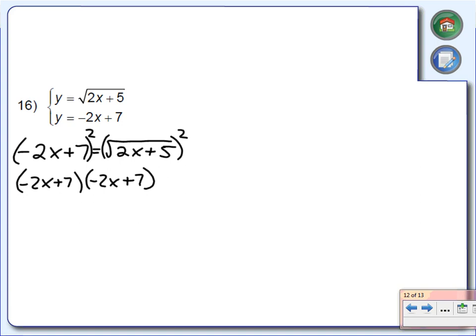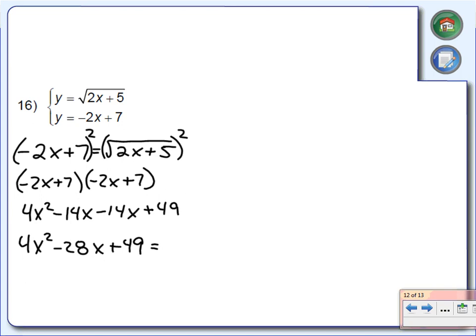So here we go with FOIL. Negative 2x times negative 2x gives us a positive 4x squared. Negative 2x times 7 gives us a negative 14x. 7 times negative 2x is negative 14x. And 7 times 7 is 49. Go ahead and simplify that for me, guys. Go ahead and combine the like terms. Alright, so we can combine these terms right in the middle. We're going to end up with 4x squared minus 28x plus 49.